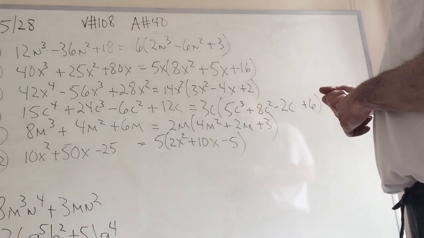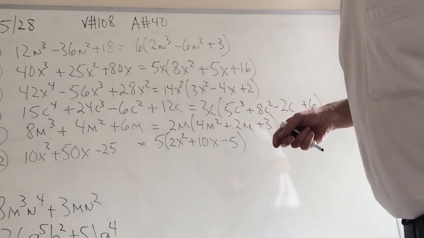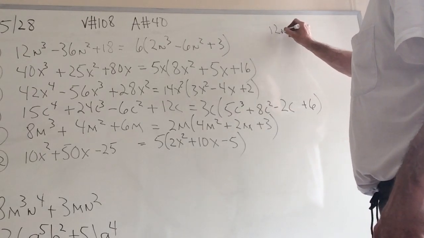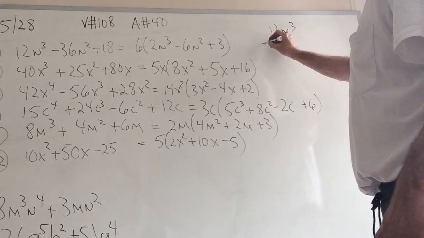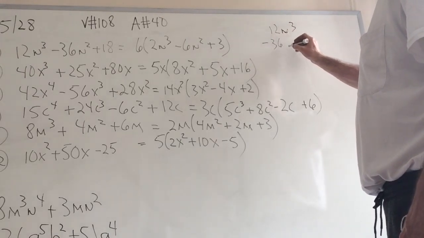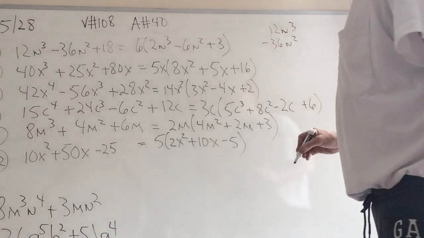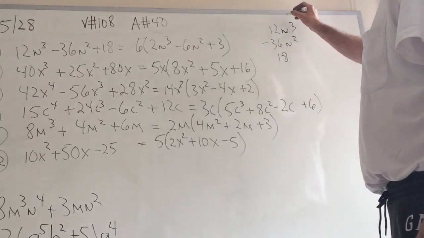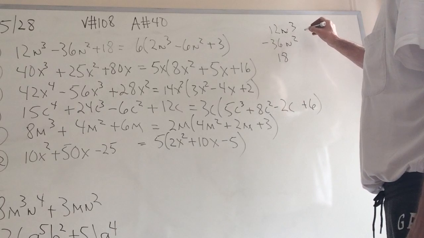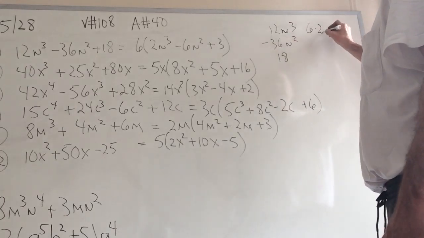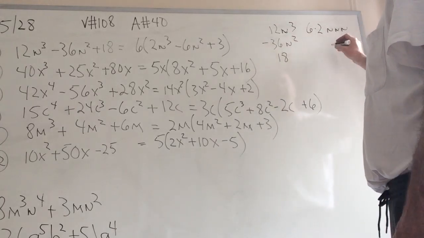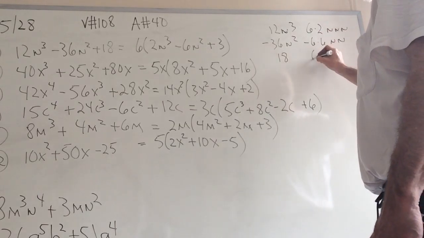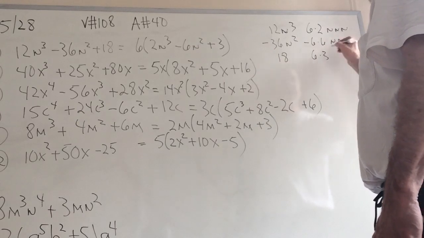And here, I'm going to do it the old-fashioned way. If you couldn't do it in your head, there's 12n to the third. Underneath, I put 36n squared. You can see that up here, yes. And finally, positive 18. Notice the n's don't share in all three, and they share the 6. So there's 6 times 2n, minus 6 times 6n, and finally 6 times 3, no n's.